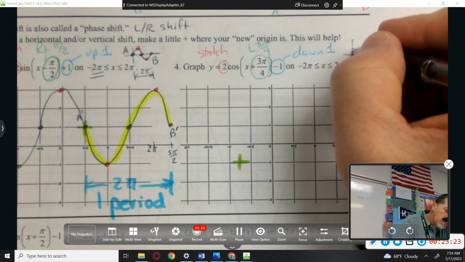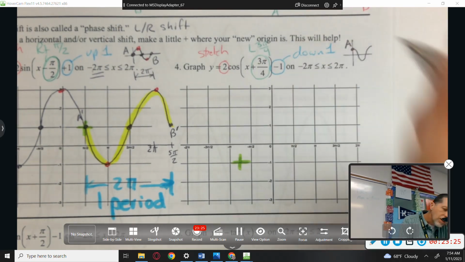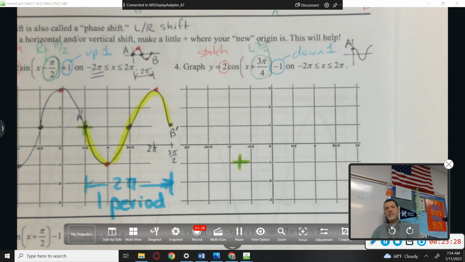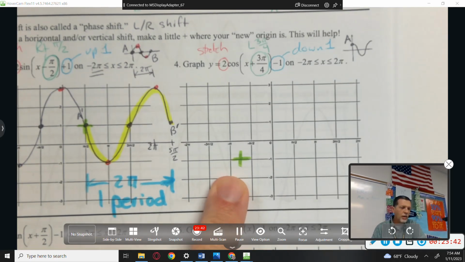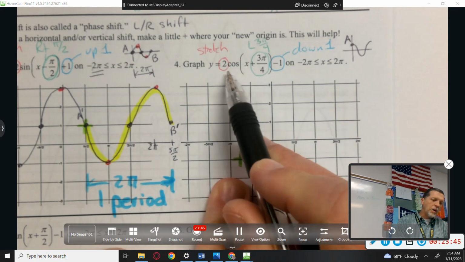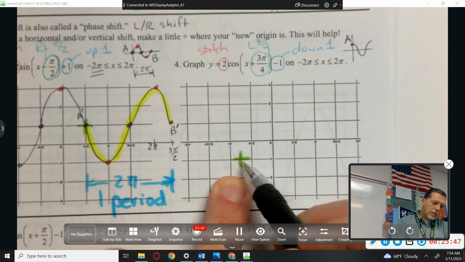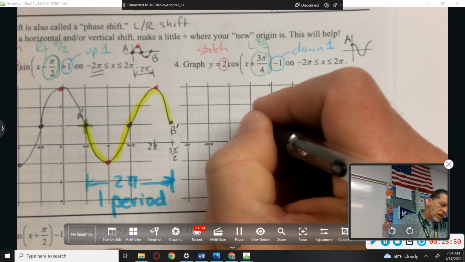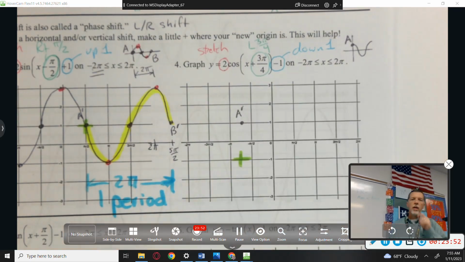All right, so point by point, cosine usually starts up 1 from the origin. Where is my new graph going to start? Up 2 from where? From my new origin. So I'm still going to be at a maximum, but my maximum is going to be 2 up from my new origin. So there's my new starting point.